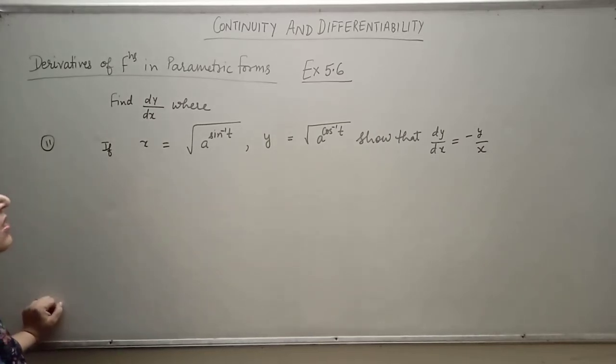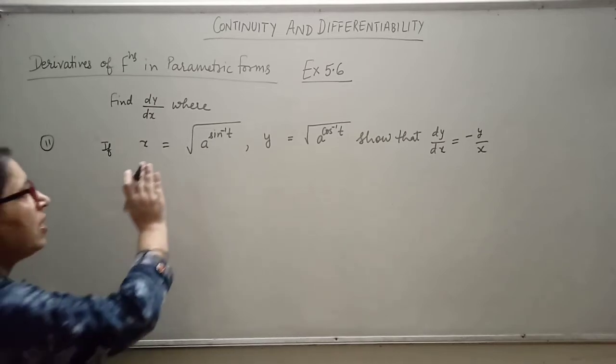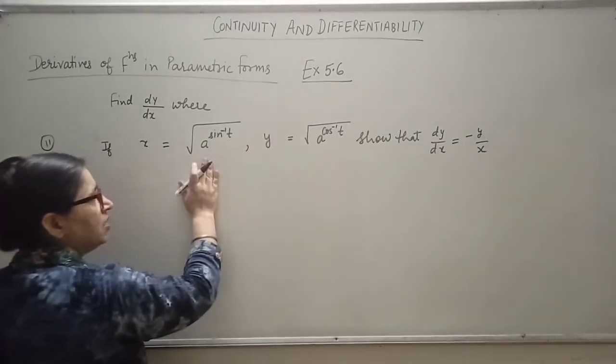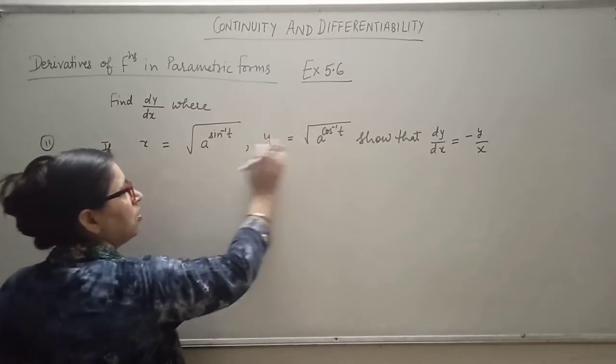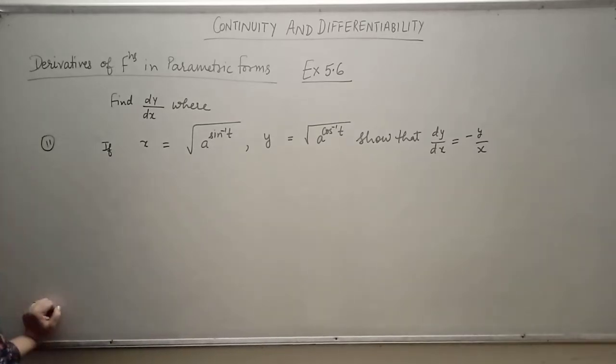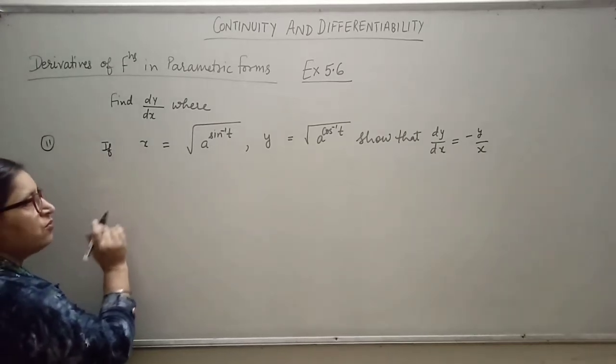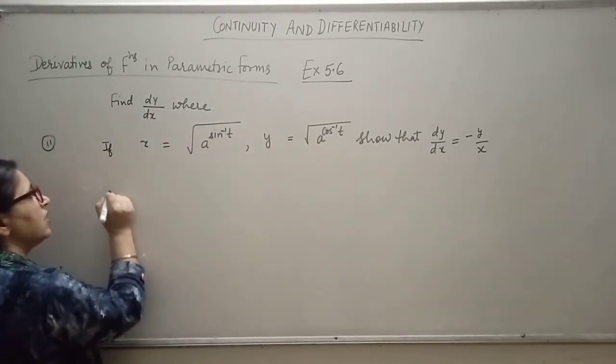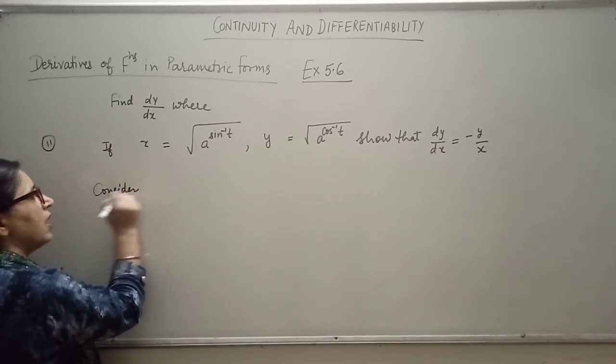Because here you can see, if I multiply these two, the bases of both are the same, so the powers would be added. So sin inverse t plus cos inverse t, and you have studied in your second chapter, inverse trigonometry, that sin inverse x plus cos inverse x is equal to pi by 2. So we can apply that identity here and convert it into a very simplified form. For that we need to multiply these two, so consider x into y.